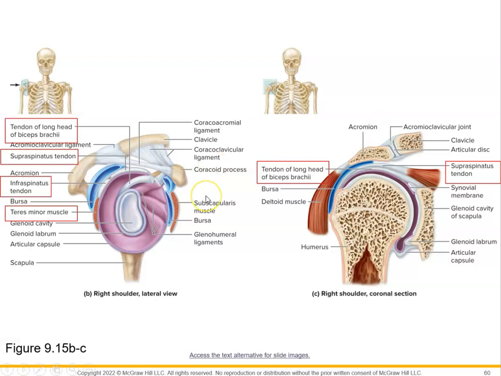Here we can see it from the lateral view, and you can see the tendon of the long head of the biceps brachii kind of inserts right here. You can see the infraspinatus tendon, the teres minor muscle, the subscapularis muscle. These all are kind of circling the head of the humerus, keeping it stable, okay? And you can see the head of the humerus here, and again the muscles and the tendons inserting and keeping the humeral head stable.